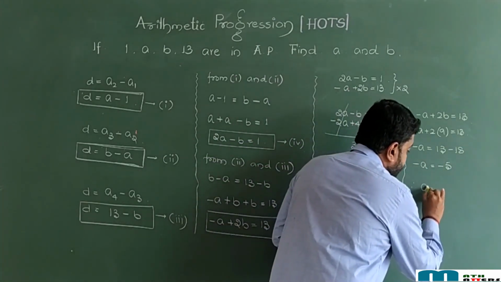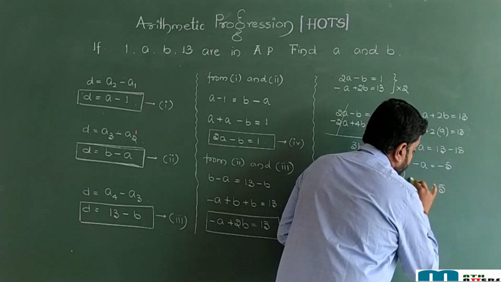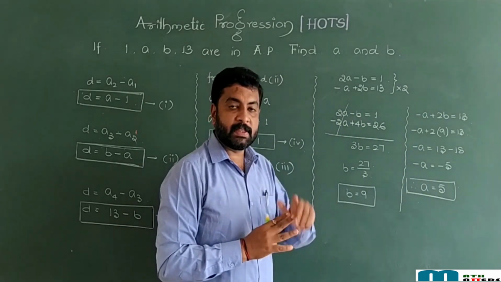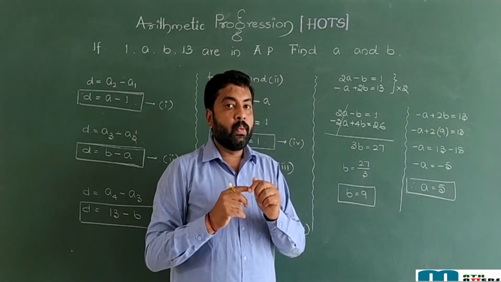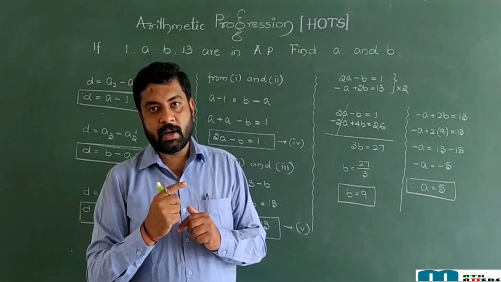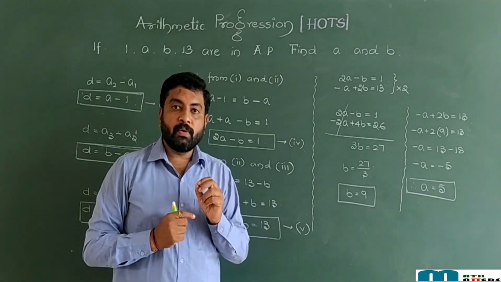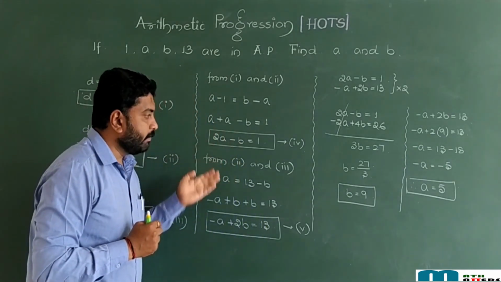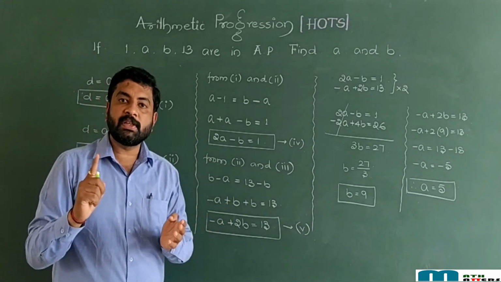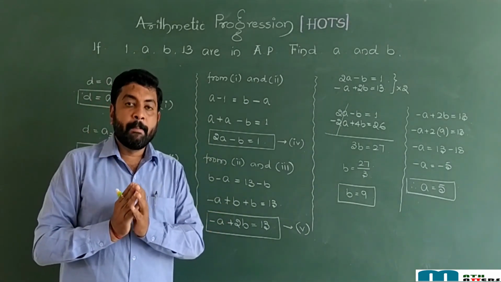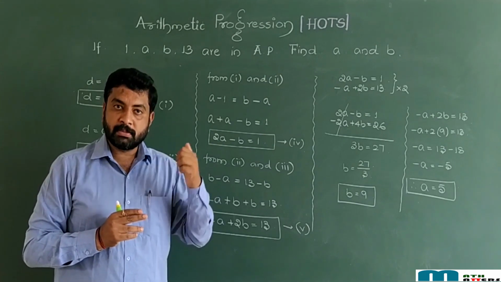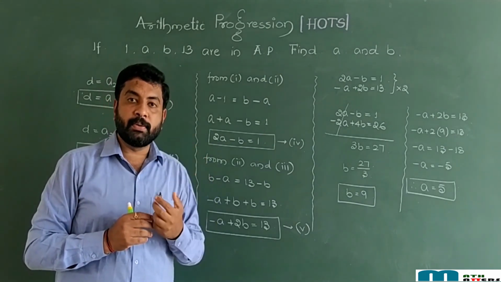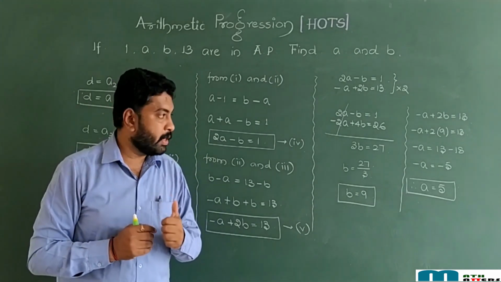Therefore, the value of a is 0. This is how to calculate when two unknown variables are given. Whenever two unknown variables are given, after equating, we will get a pair of linear equations in two variables. By any method out of the three: substitution, elimination, cross multiplication, you can solve it.